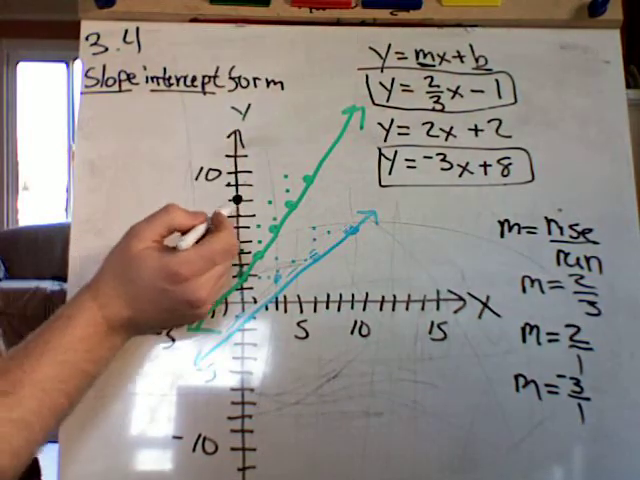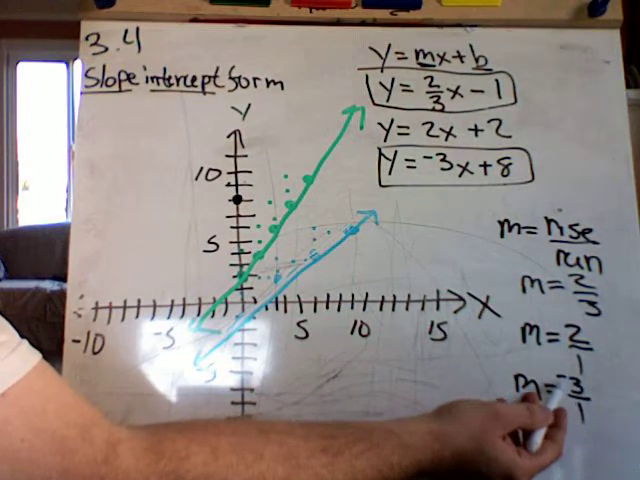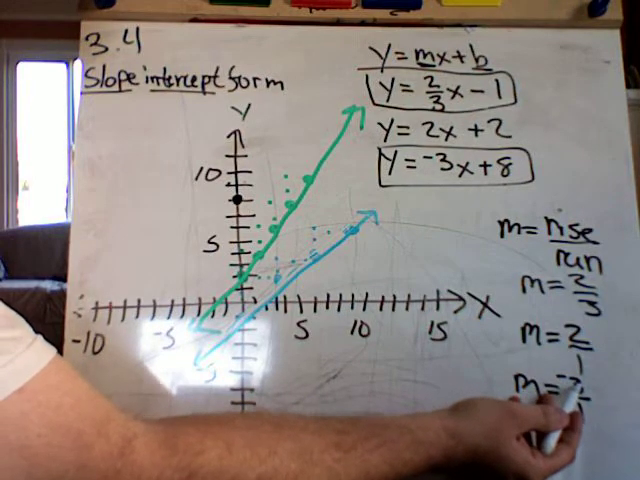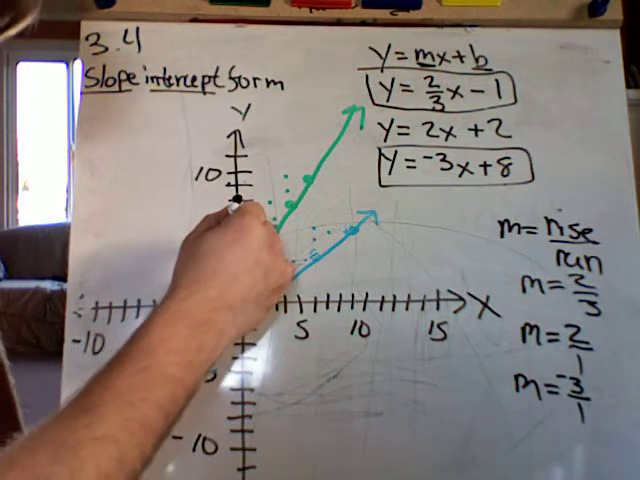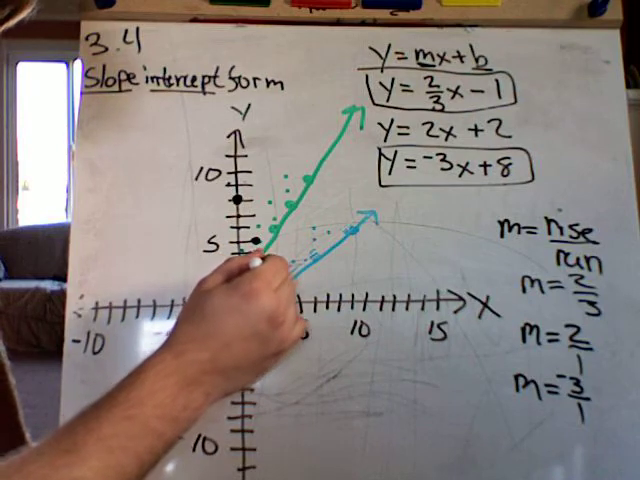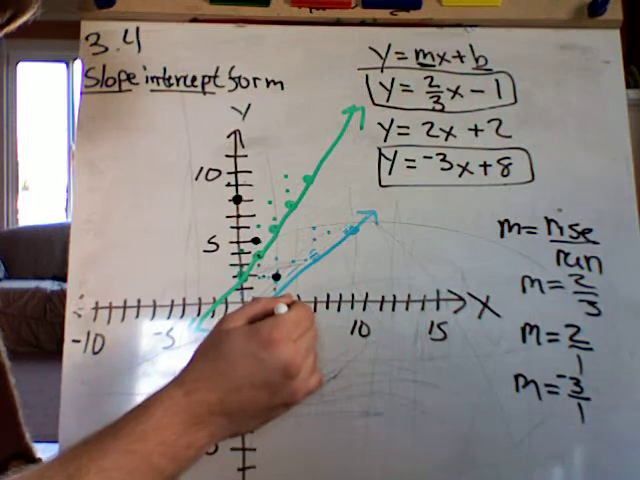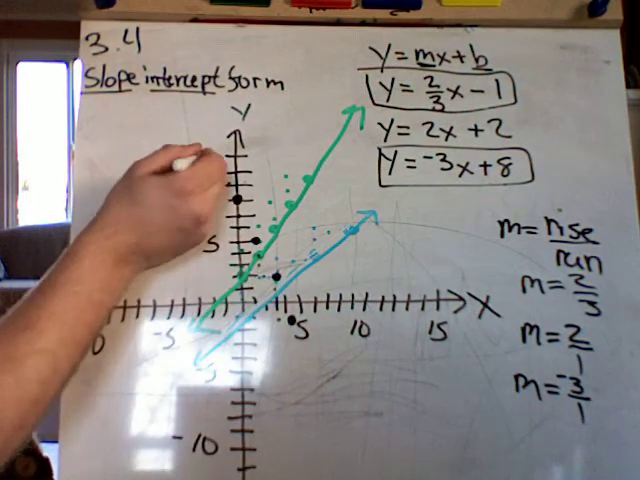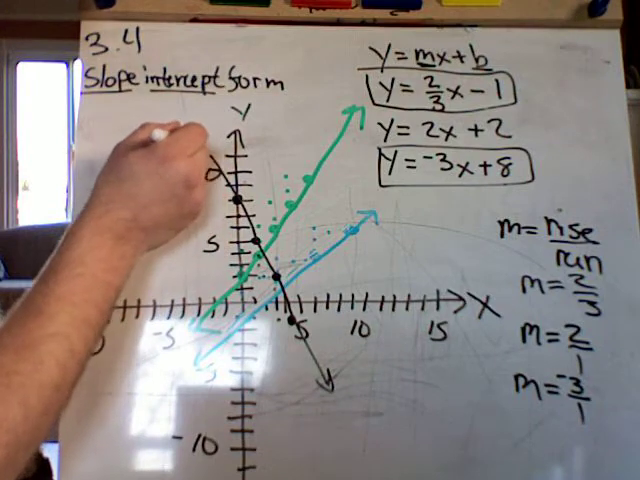Now what we're going to do is rise -3. Well, opposite of rise is fall. So we're going to fall 3. 1, 2, 3. But we're still going to run 1. Fall 3, run 1. Fall 3, run 1. There is our straight line.